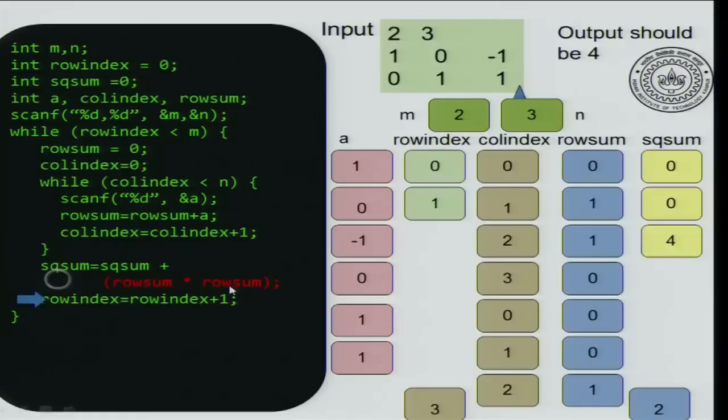Okay. After you do that, you increment row index and row index becomes 2, which is equal to the given row count. So, you exit the loop. Okay. So, we have correctly computed the sum that we wanted.